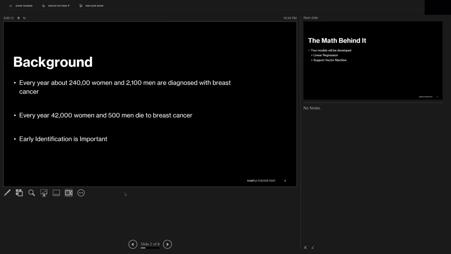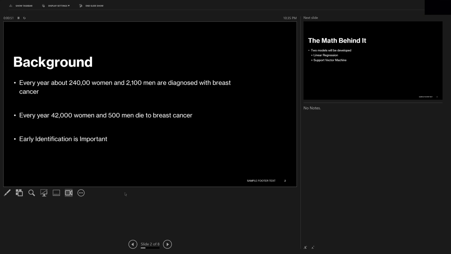Background. Every year, about 240,000 women and 2,100 men are diagnosed with breast cancer, and every year, 42,000 women and 500 men die of breast cancer, making the identification of cells that are malignant especially important, and early identification incredibly important. And anything that can be done to help speed up the process of identification can add additional valuable time to patients' lives and to allow them to receive treatment faster and potentially provide them with better outcomes.